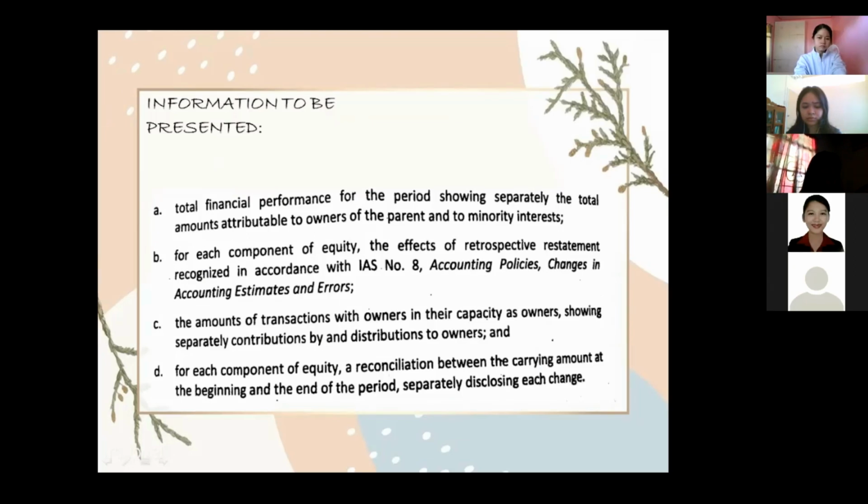Tapos yung mga components of equity na nabanggit ko, may example sila ng each class: each class of contributed equity, the accumulated balance of each class of other comprehensive income and retained earnings. The amount of dividends recognized as distribution to owners during the period, and the related amounts per share shall be presented either in the statement of changes in equity or in notes.